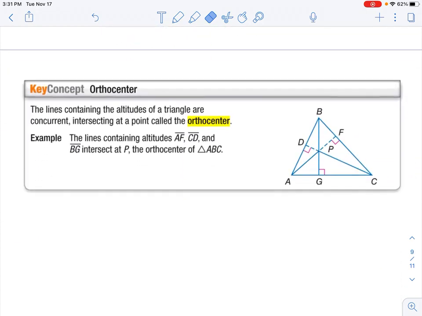And from there, we have the orthocenter. There isn't super anything interesting about the orthocenter other than they all do cross at a concurrent point. So the lines containing the altitudes of a triangle are concurrent, intersecting at a point called the orthocenter. We don't have any like cool equals or 2/3 or anything.